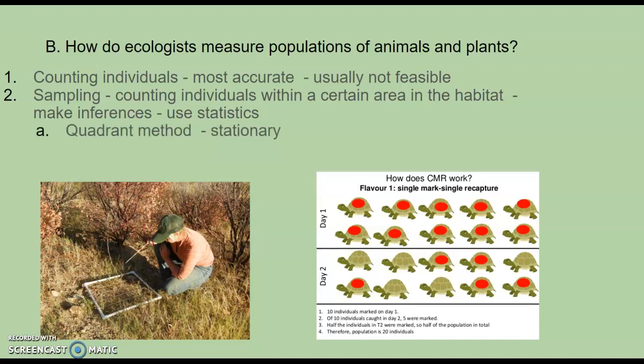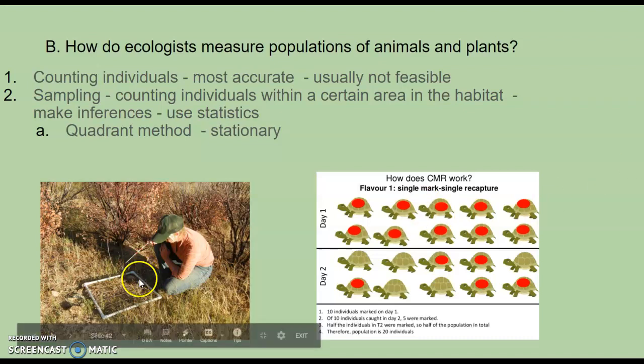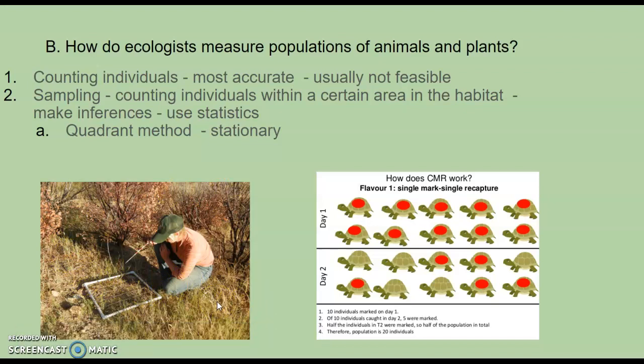A couple of sampling methods ecologists use is a quadrant method. So this is shown in this picture down here. It's a square. It can be as small as a square meter. It can be as large as a square mile. But this is used for stationary things such as plants. Ecologists will count the number of individuals in a certain quadrant and then multiply that by the entire habitat to figure out, okay, how many individuals would be in this entire area.